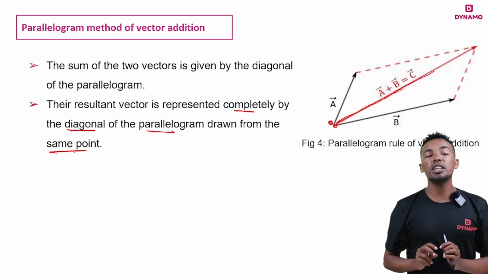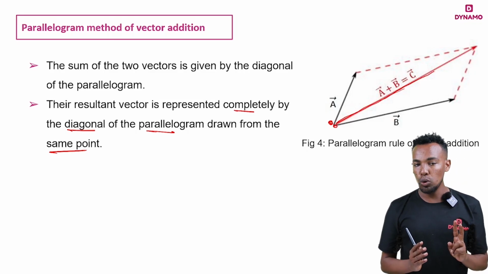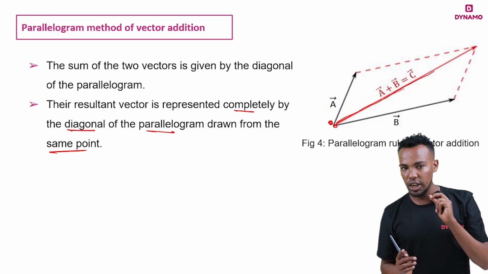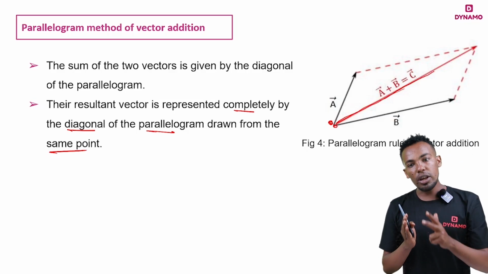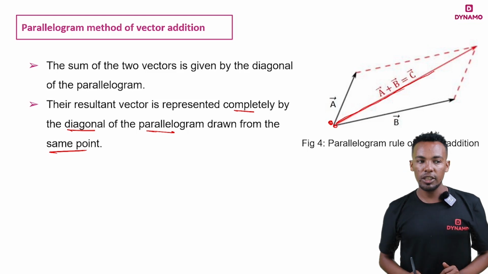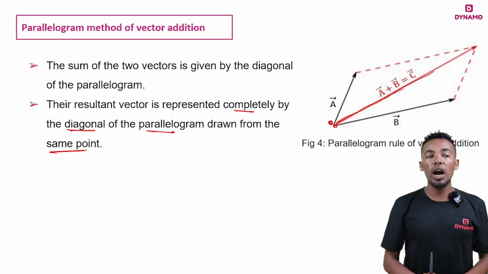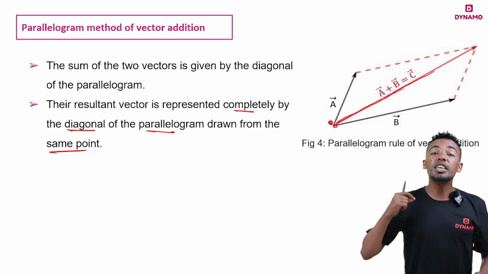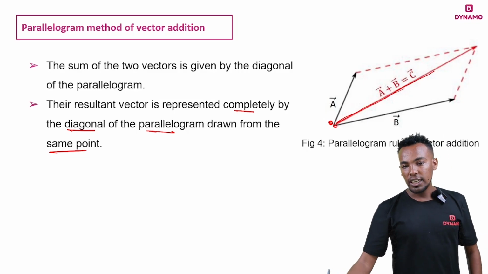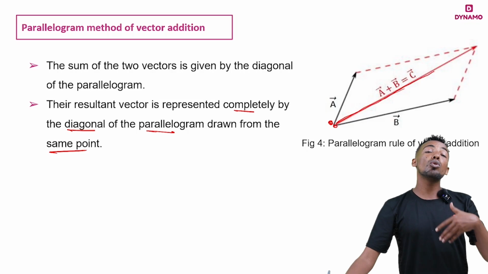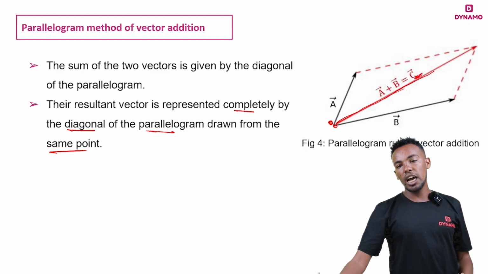The difference between the triangle method and the parallelogram method: the triangle method helps us add two vectors, and the vectors are connected head to tail. In the parallelogram we also add two vectors, but they are connected tail to tail. In the triangle method, the tail of the resultant vector is connected to the first vector and its head to the head of the second vector. Here, the diagonal of the two vectors is the resultant of our vectors.